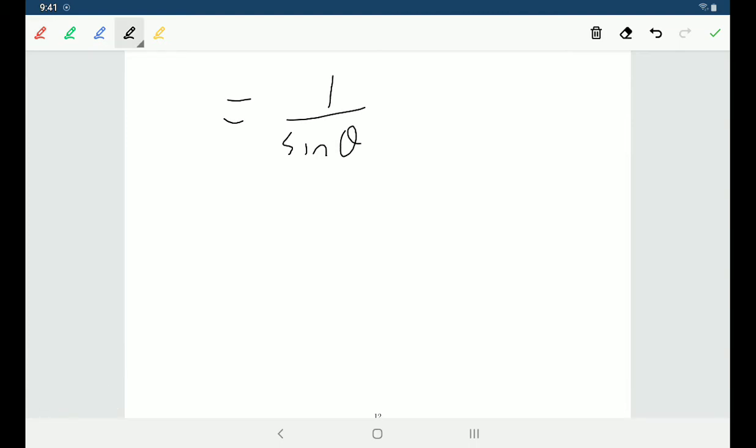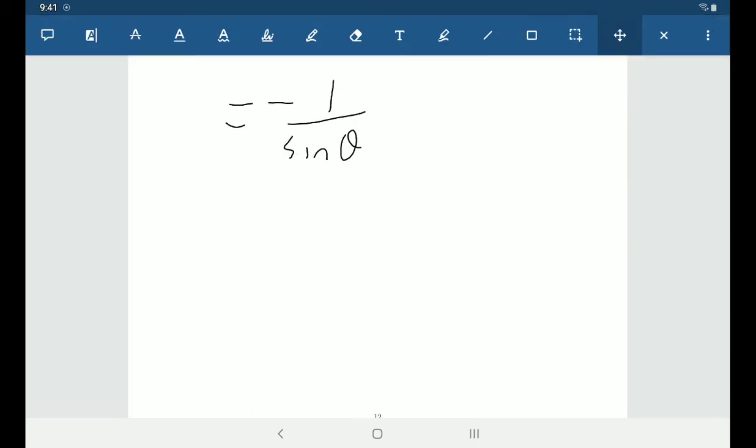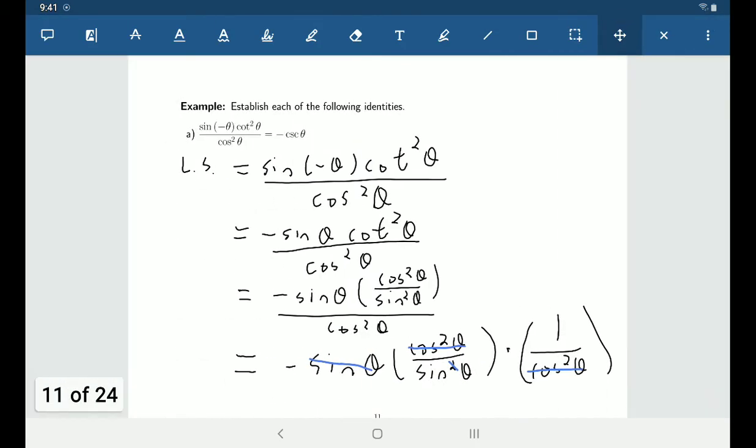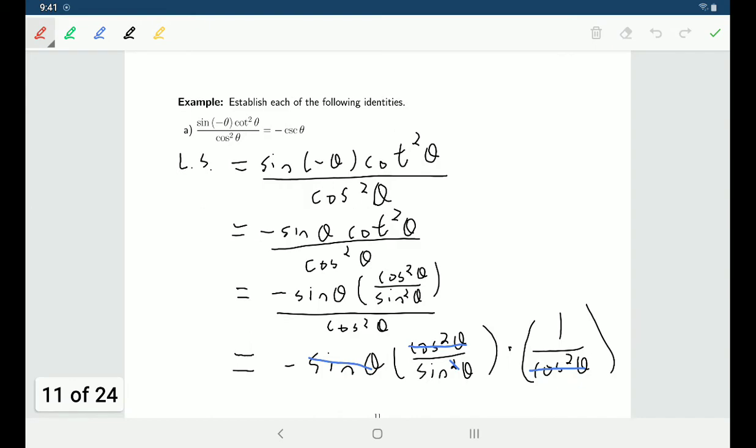Now I'm actually a lot closer to where I need to be, because looking back at the beginning, we're trying to show that the left side is equal to negative cosecant theta.